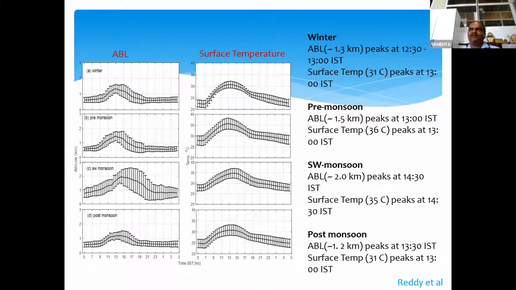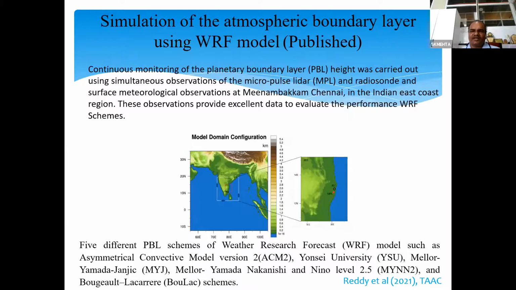Because when we are studying the TIBL over this station, we have 2 observations: one is Minambakam, and the other is Katankulathur. Now to understand how the ABL varies with space, we don't have any observation in between. So what to do? Then we have to rely on the model. For the model, first we have to know whether the model is working fine, or which scheme is suitable for this location. So we used the WRF model, the Weather Research and Forecasting model, and we used 5 different schemes, generally used for tropical stations.